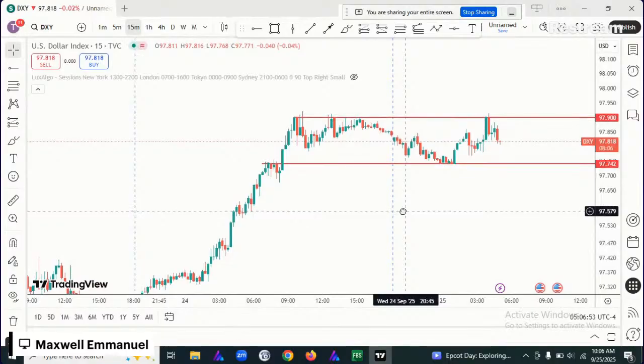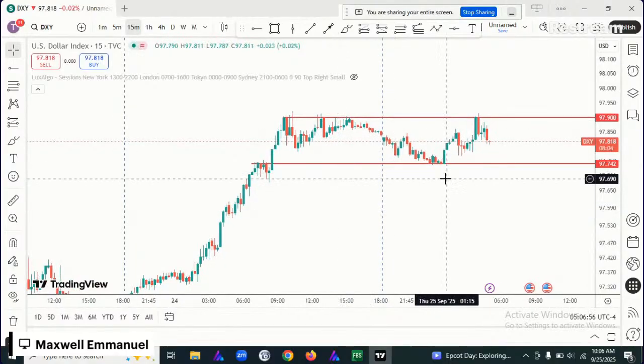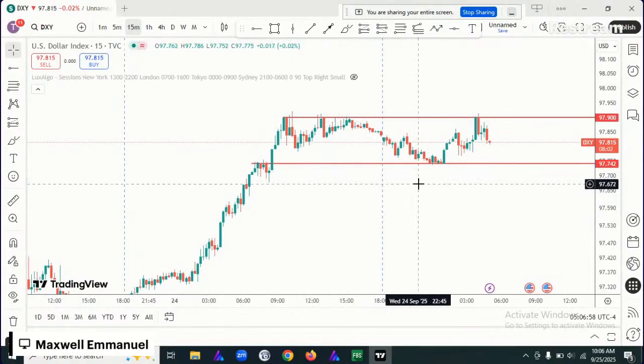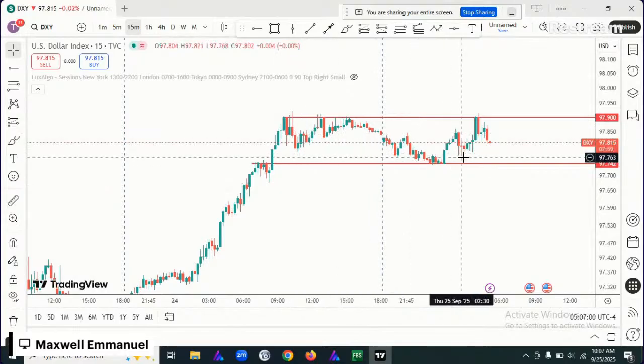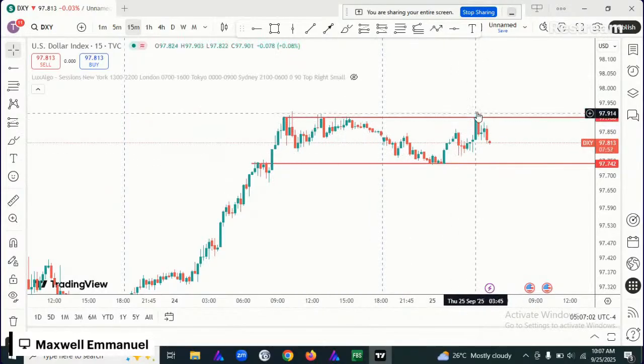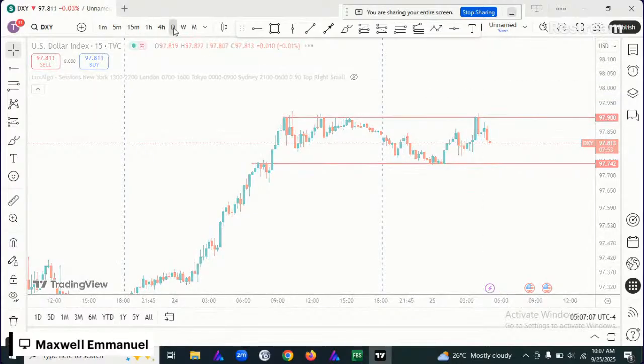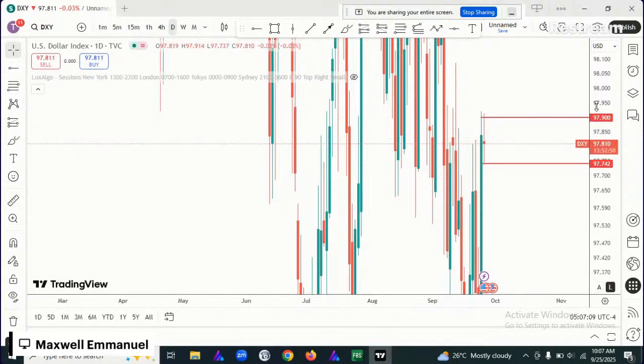Okay, so that's my take on the dollar. Right now, it is neither bullish nor bearish. If price breaks out from this resistance, we should expect more buys. Let me go to the daily. Let's see what we have on the daily time frame.